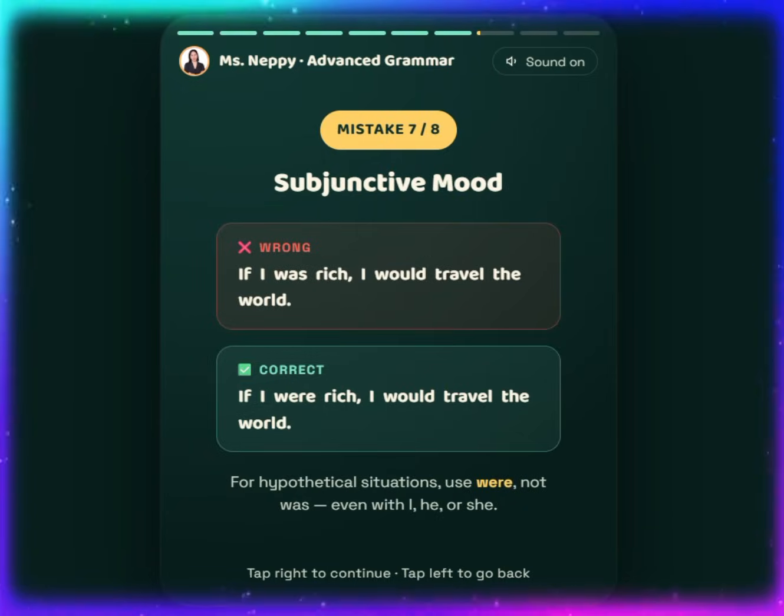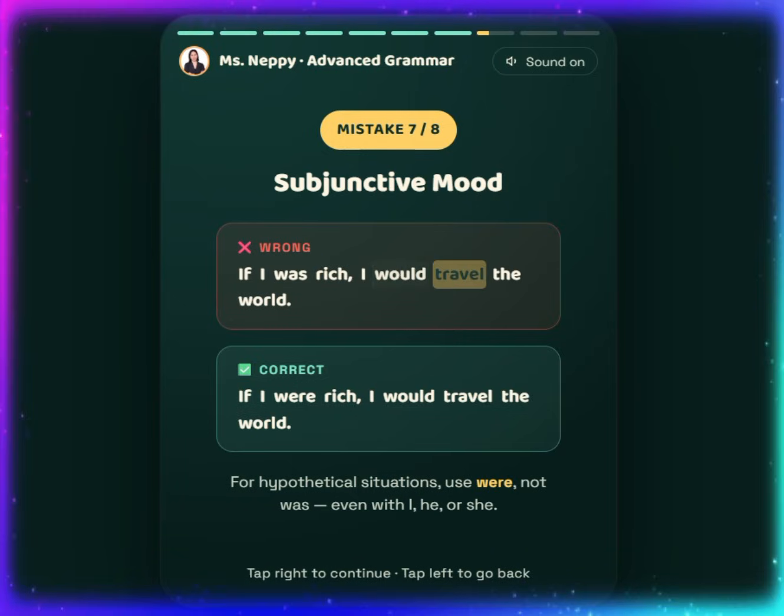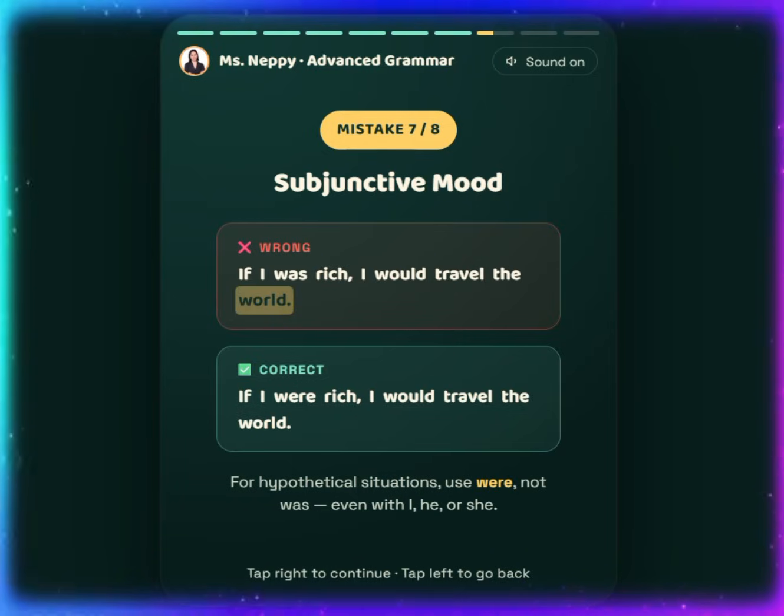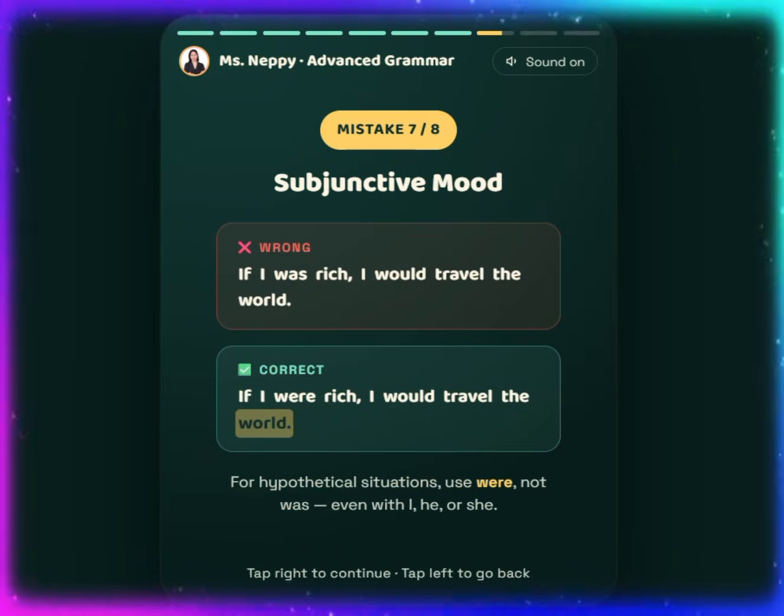Mistake number 7, the subjunctive mood. The wrong way, if I was rich, I would travel the world. The right way, if I were rich, I would travel the world. Remember, for hypothetical or imaginary situations, use were, not was, even with I, he, or she.